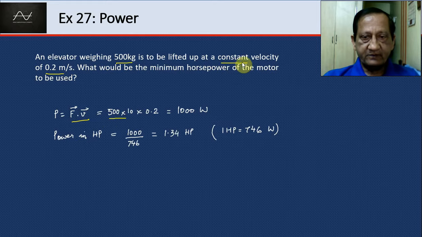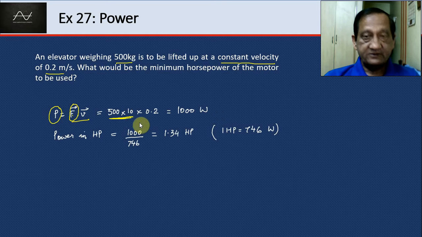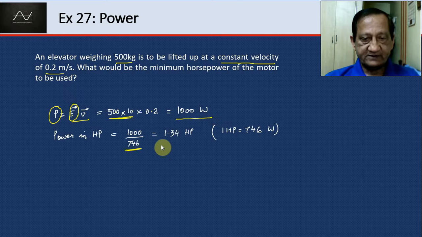Constant velocity means net force is zero. So the weight should be balanced by the upward force by the motor, right? The force exerted by the motor is what we're talking about, because this power is the power delivered by the motor. This force must be equal to the weight since the body is moving at constant velocity. Net force is zero, and the weight is mg. We are taking g as 10. V is 0.2. So 1000 watts, in horsepower divided by 746, 1.34 horsepower.